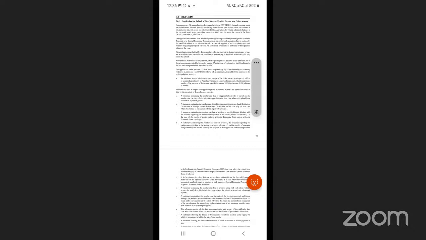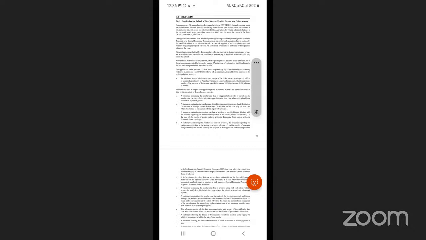Now, in case of goods, where duty was paid and you want to claim the refund, you have to attach a statement containing the number and the date of the shipping bill or bill of export, or the number and the date of the relevant export invoices. So all these statements need to be attached along with the refund claim. This is in case of goods.